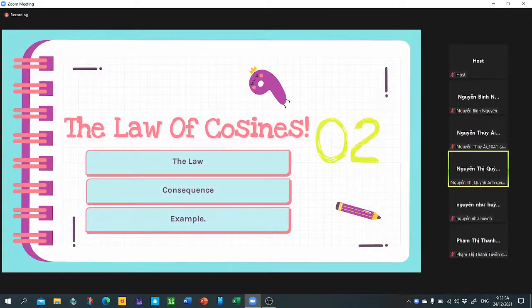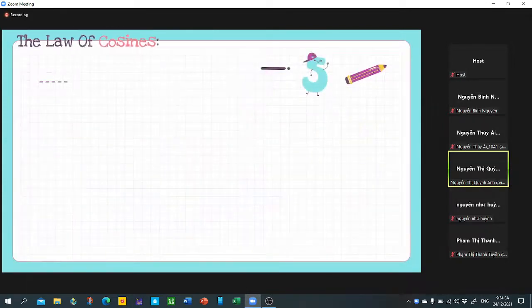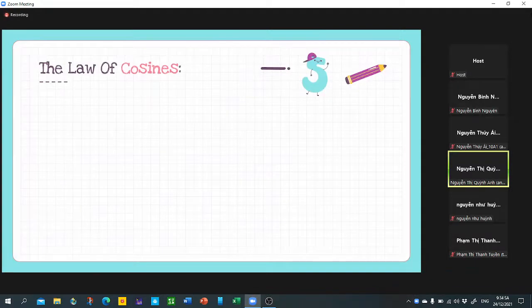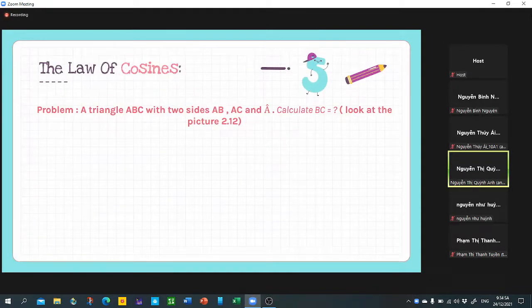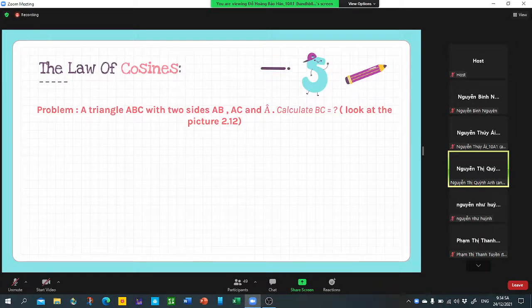We go on to the law of cosines, including the law, consequence, and example. The first, the law of cosines. We have a problem: a triangle ABC with two sides AB, AC, and angle A. Calculate BC. Look at picture 2.12.